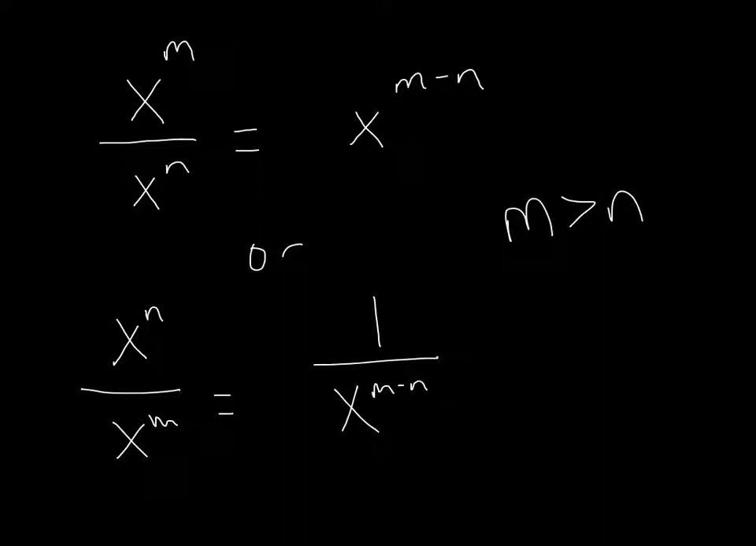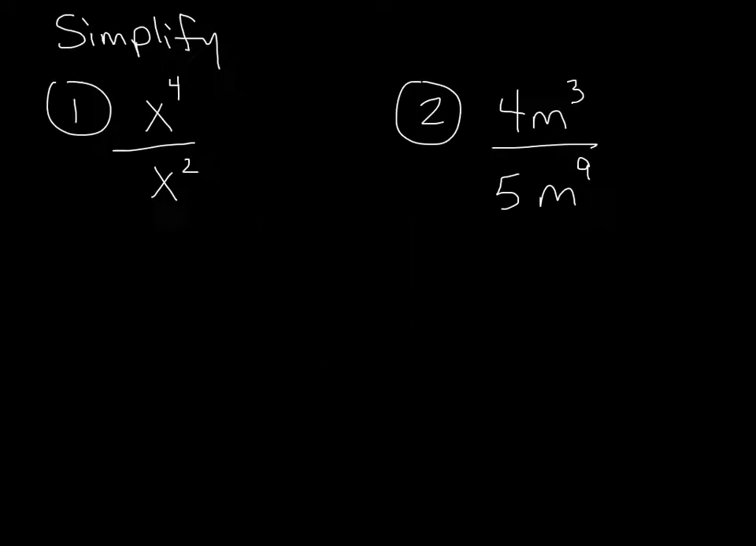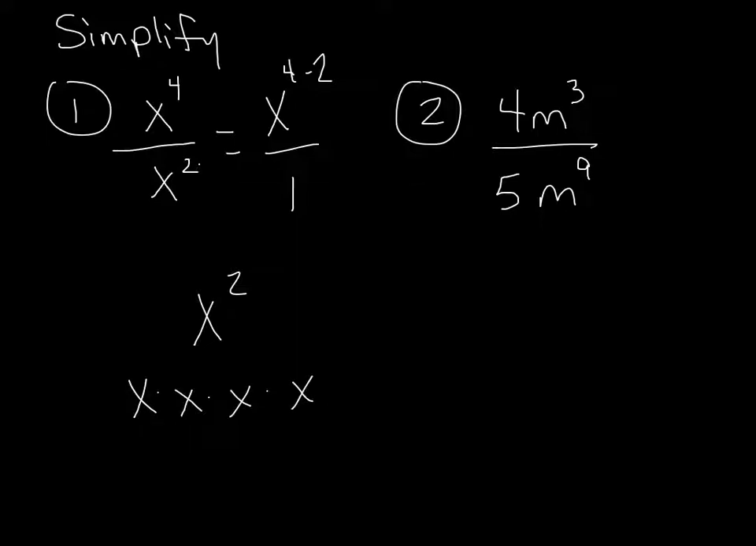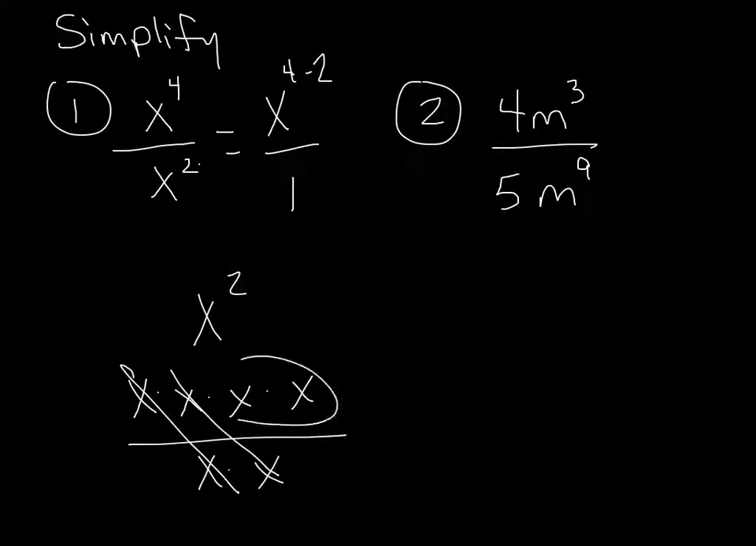Okay? Another way to look at this, like number 1, x to the 4th over x to the 2nd. Well, it's bigger on top, so we're going to subtract that 2 from the 4, so it becomes x to the 4 minus 2 over 1, which is x to the 2nd. Or you could look at this and say x to the 4th is x times x times x times x over x squared, which is x times x. Cancel out those x's and all you're left with is x times x, which is x to the 2nd. Okay, so that's what it means.